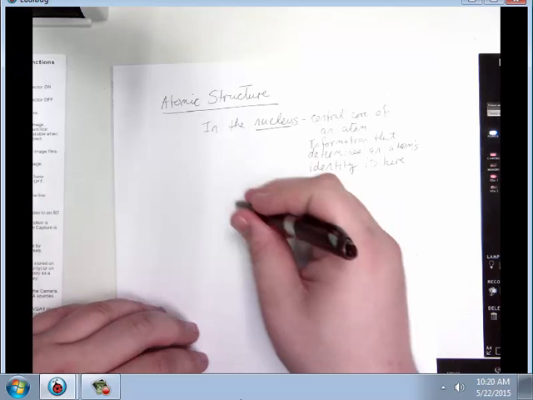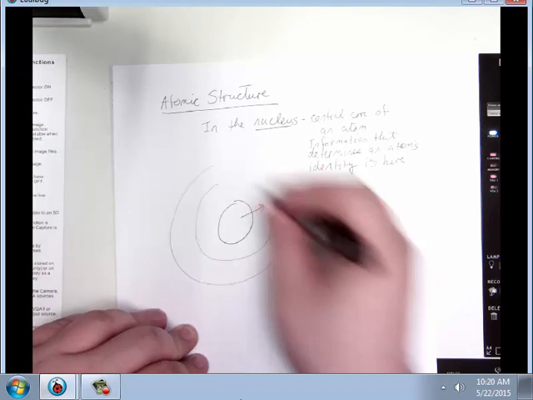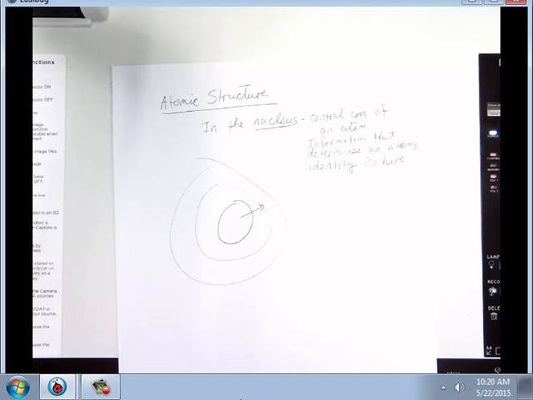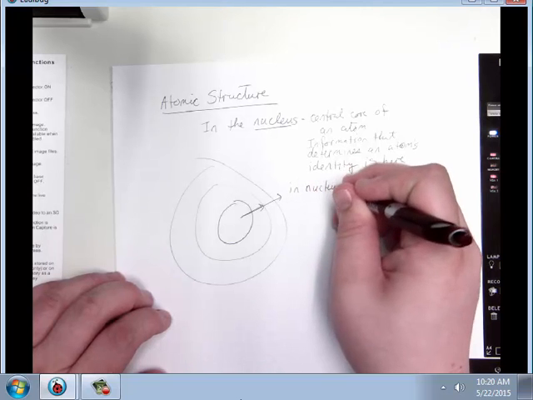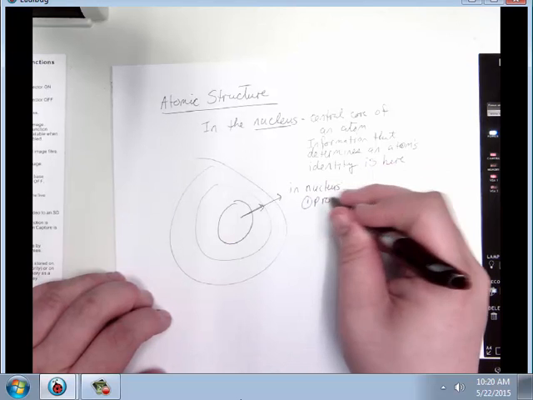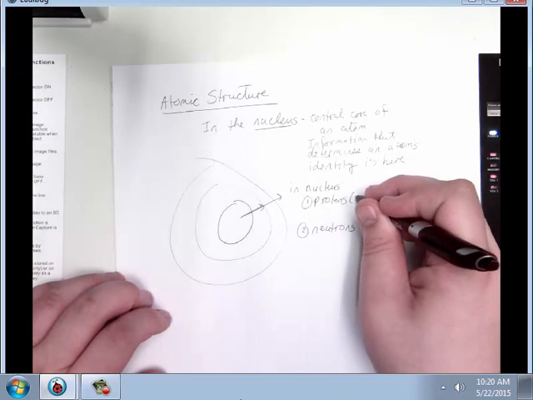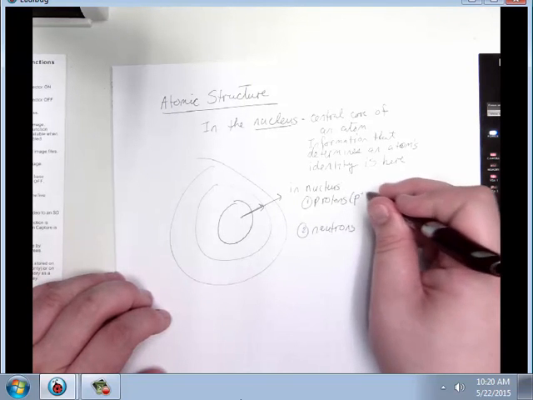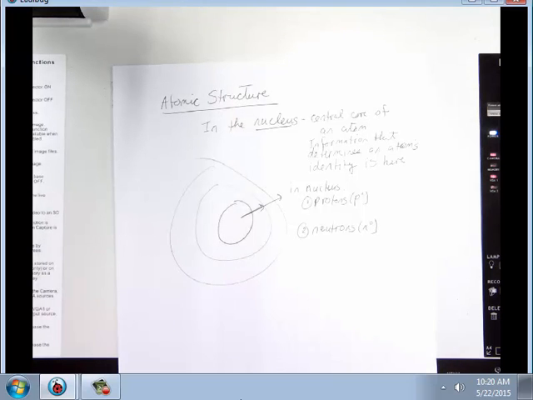So what's in there? Let's say that these are the orbitals. We'll use the old cartoony way of looking at an atom for now. Draw this out a little more. In the nucleus, we find protons and neutrons. And to make my life easier, I'm going to call protons P plus and neutrons N0. Those are the only two things found in the nucleus, as far as we're concerned. When you get higher up into physics, you can talk about the little particles that make up protons and neutrons. But we're going to stick with just those two for now.